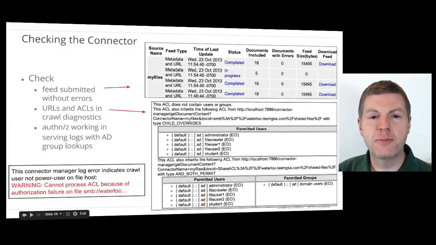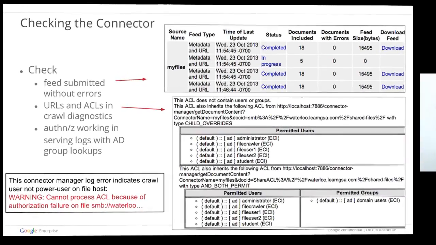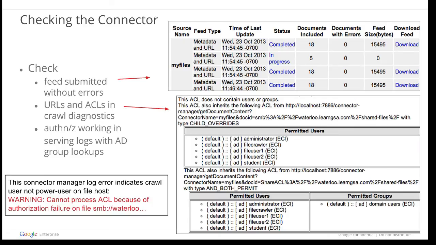There are many potential points of failure with any connector. For the file system connector, you should first check to see if it successfully submitted feeds without errors. You can also verify ACLs from within crawl diagnostics. Finally, you can diagnose secure serve problems using serving logs. The error shown in the screenshot is very common and indicates that the account used to crawl doesn't belong to the local power users group on the server hosting the share.